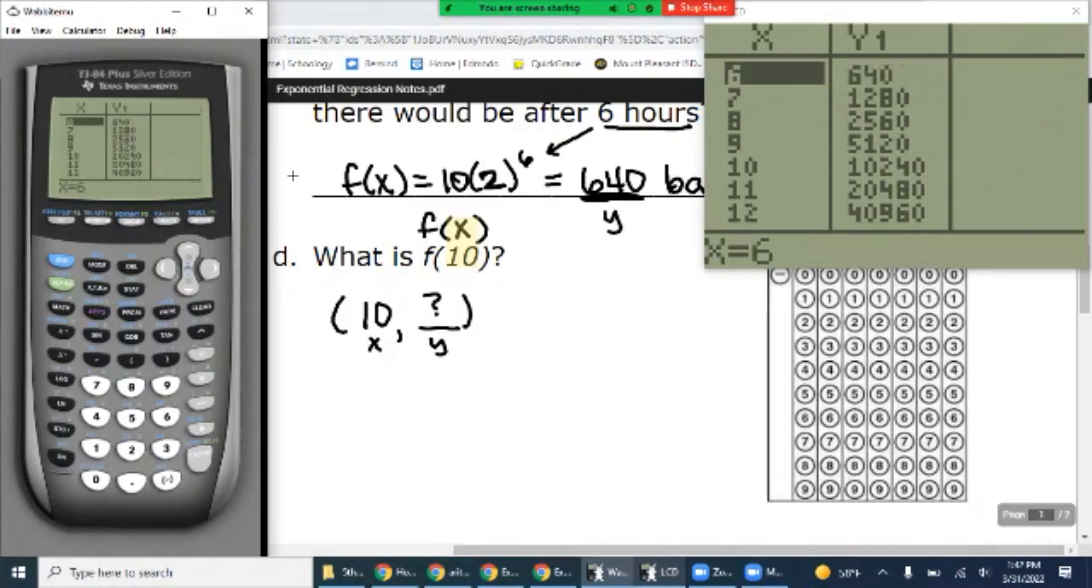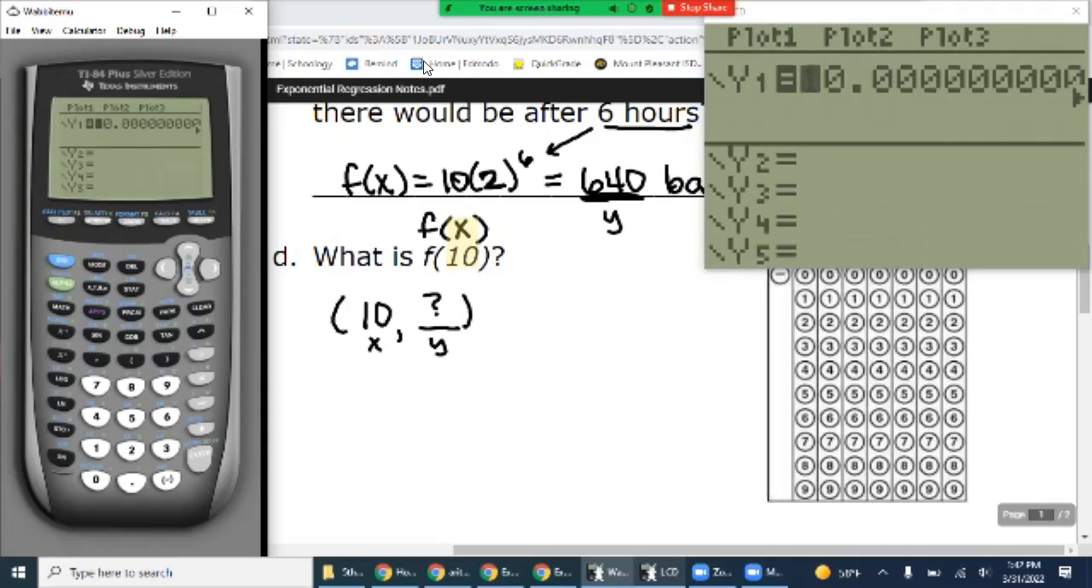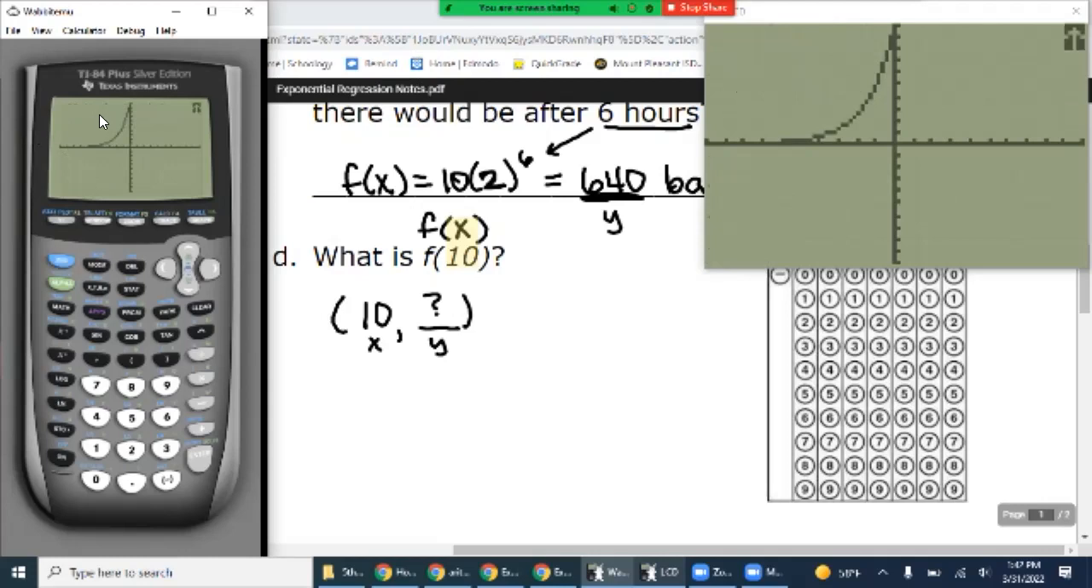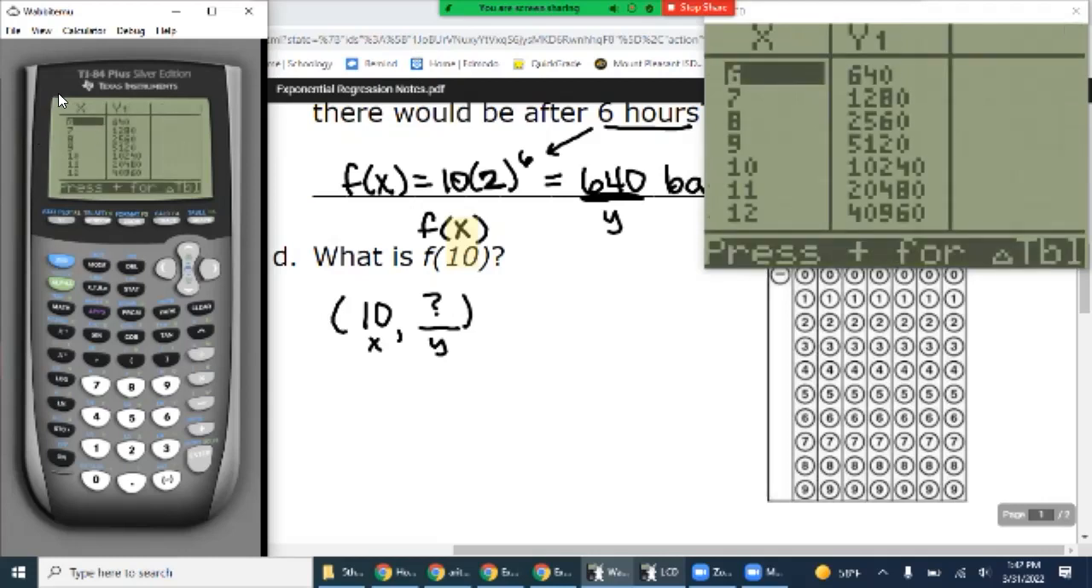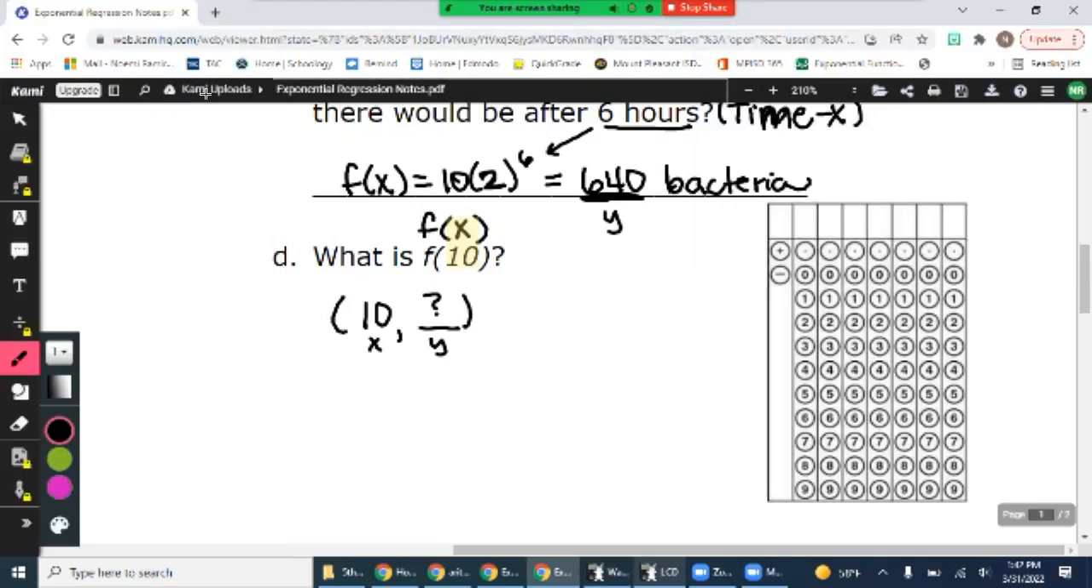There's the 640. But just keep in mind, if you're using this method, it has to be to the power of x, not to the power of 6. You don't type this in; you type in the original formula. So what was the answer? My bad, for 10, 10,240.